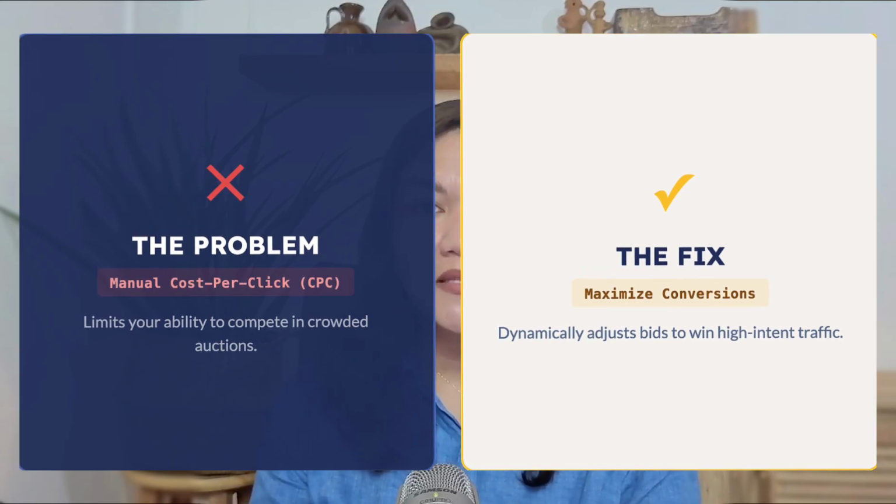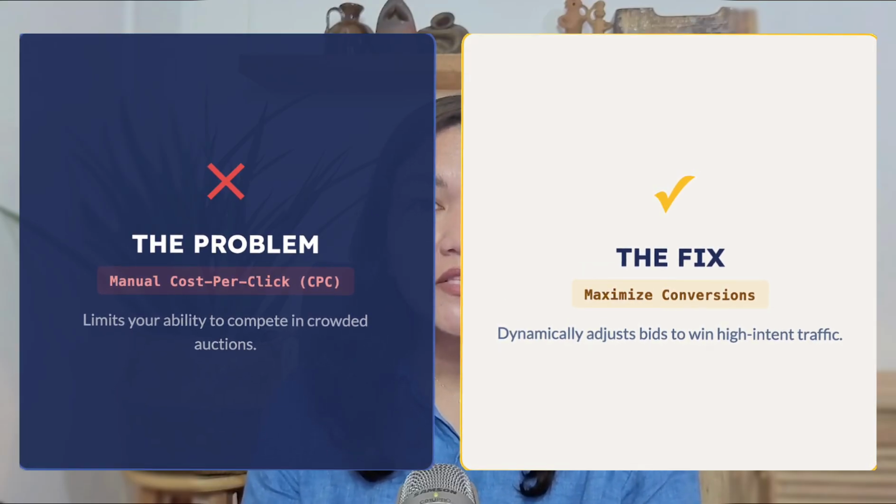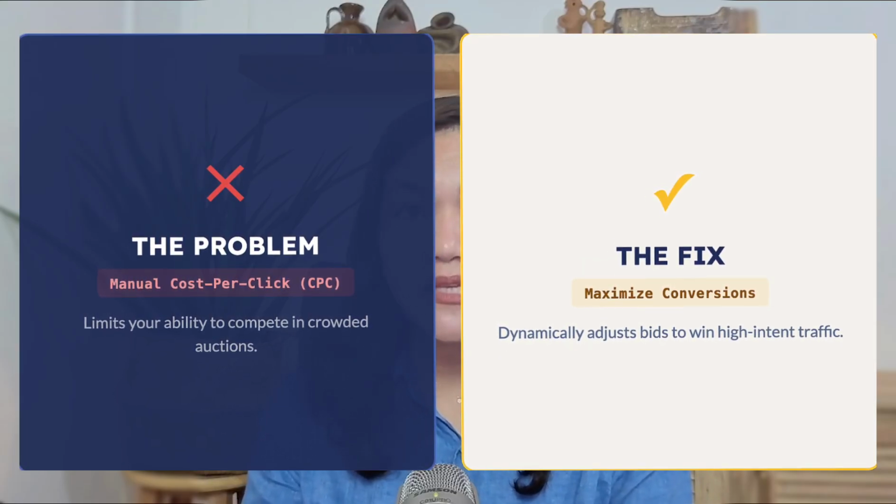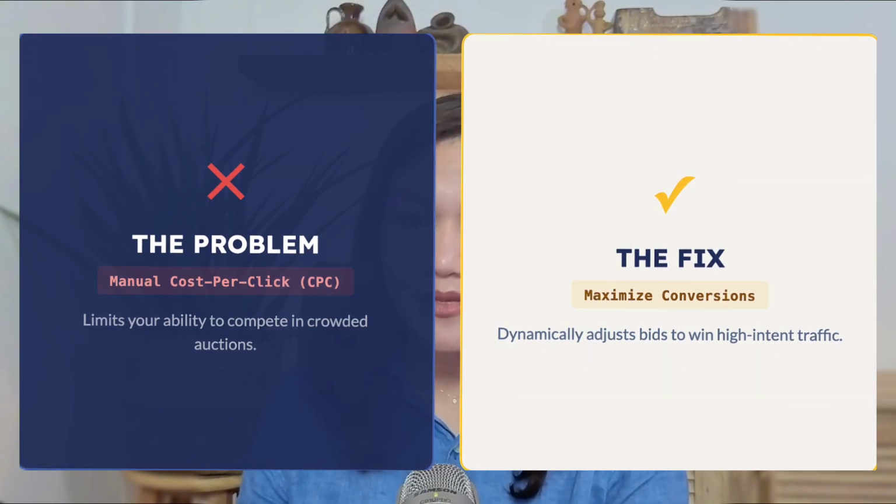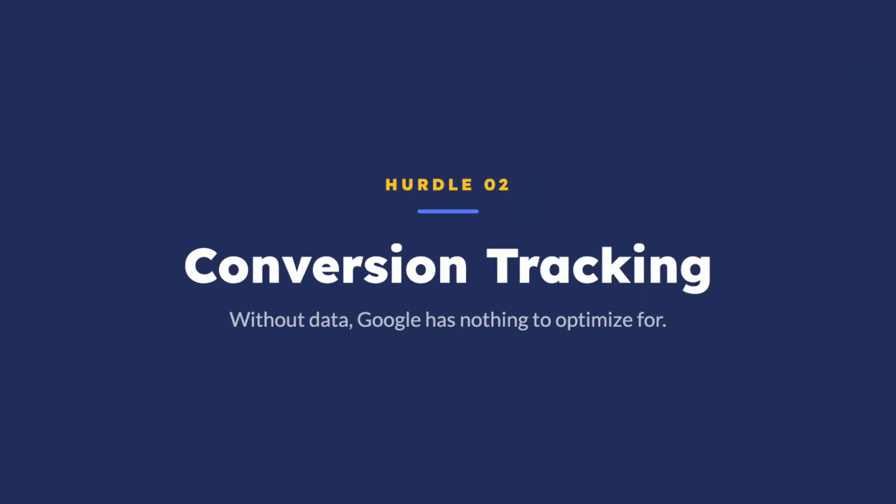Here's the fix. Switch to maximize conversions. It lets Google adjust bids dynamically and compete based on how likely someone is to take action. But this only works if Google knows what a win is. And that's exactly what conversion tracking solves. It's the first thing you have to set up, otherwise Google has nothing to optimize for, so performance stalls. And it's not just for performance, it's for compliance too.